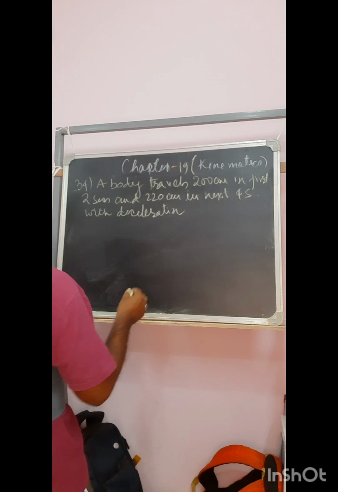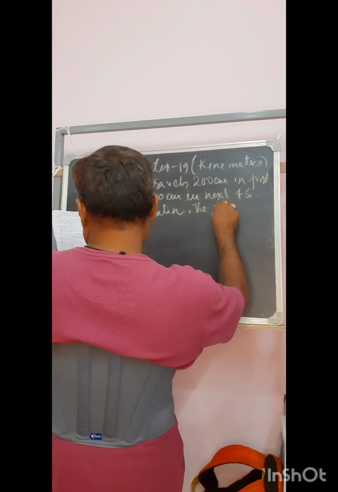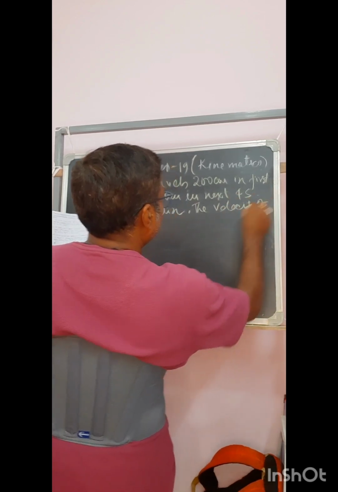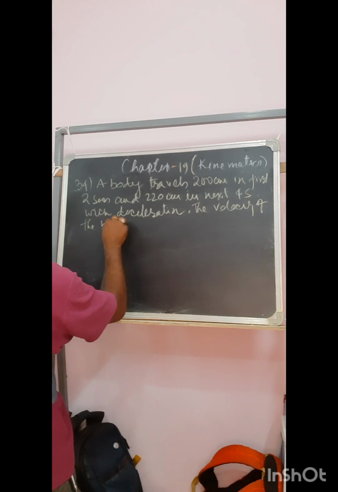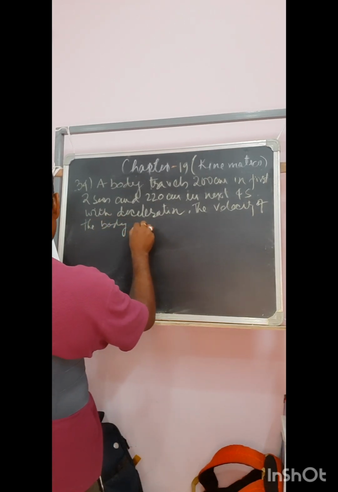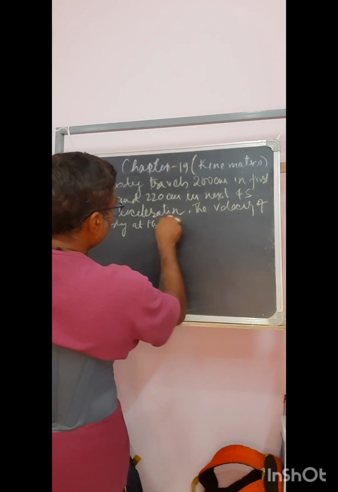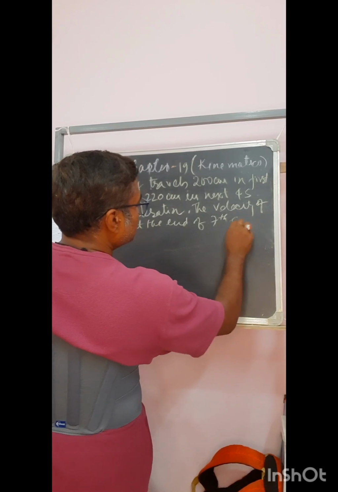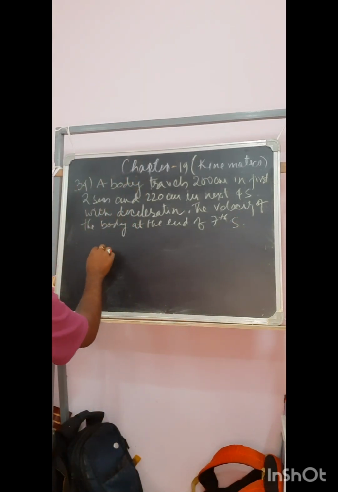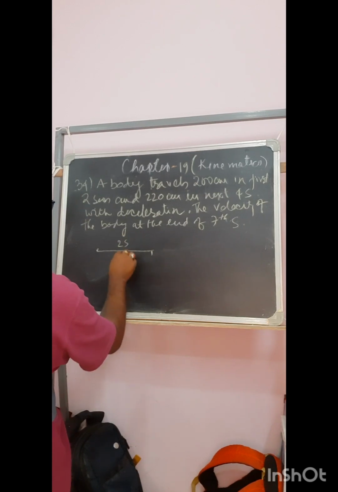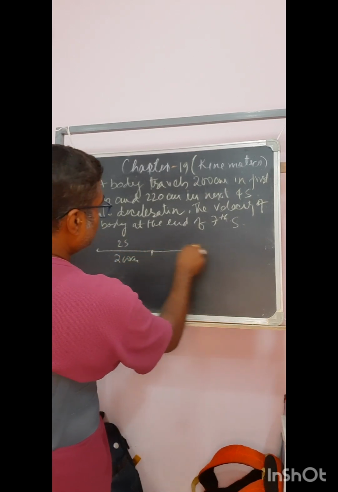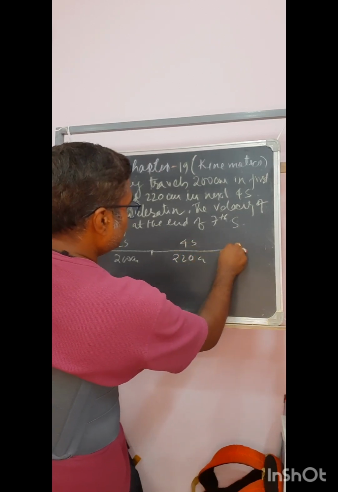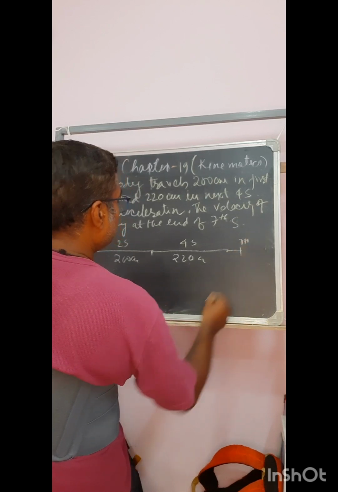Okay, the velocity of the body at the end of 7 seconds. So for the first 2 seconds it has moved 200 centimeter. Then for 4 seconds it has moved 220 centimeter. And then after another second, at 7 seconds, you have to find the velocity.